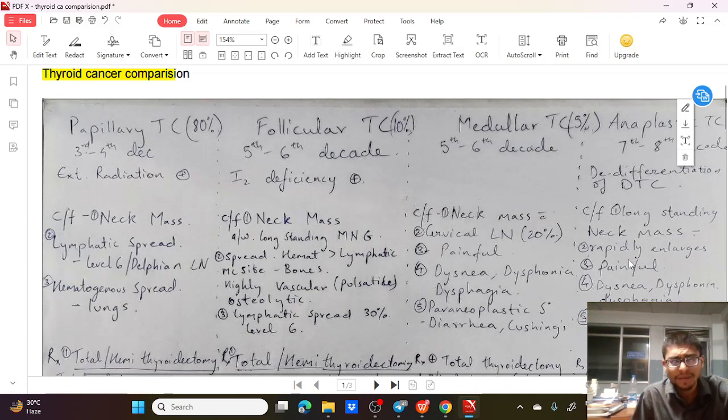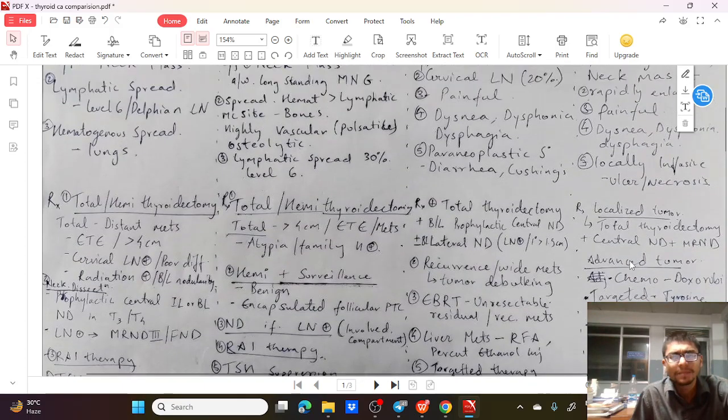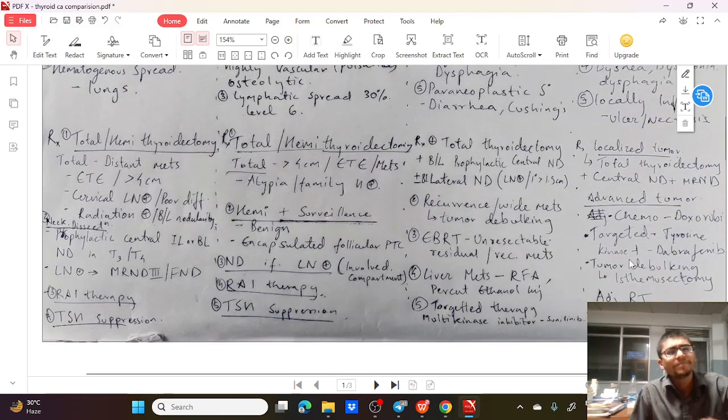Now just coming to the management, the differences in management of these thyroid cancers. So the first one is the papillary thyroid cancer. Here we either go for a total or hemithyroidectomy. So we'll see the important aspect, that is, when do we go for total thyroidectomy.